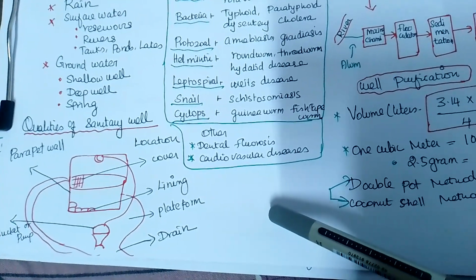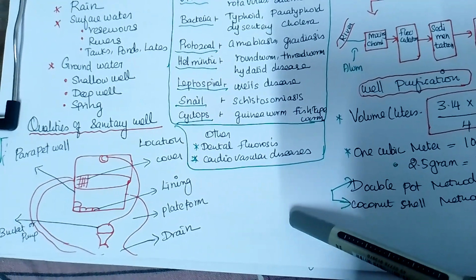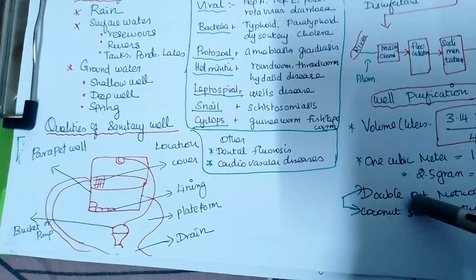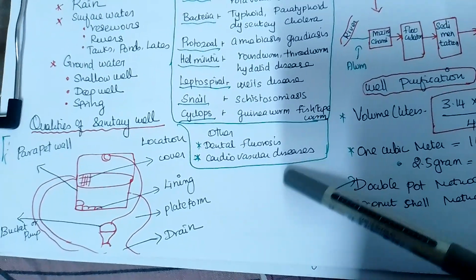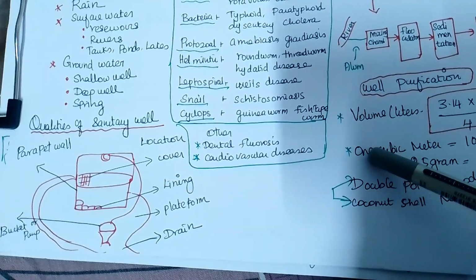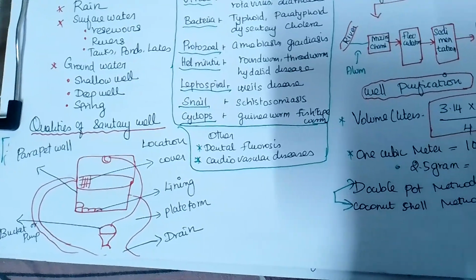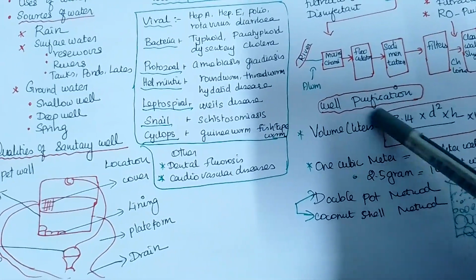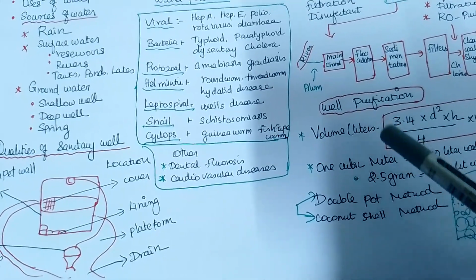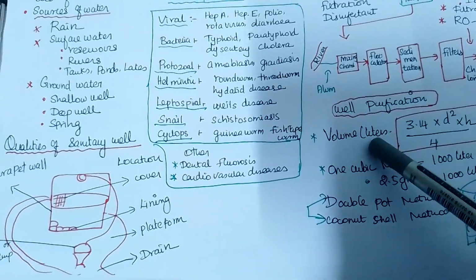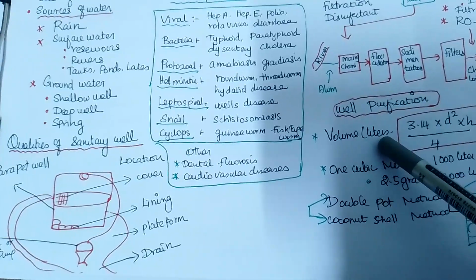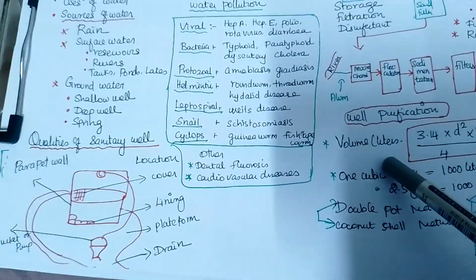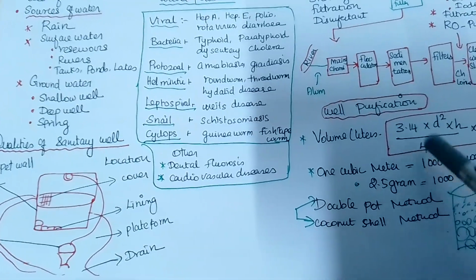No, I can take one stone, tie a thread to it, and put it inside the water to measure the thread. So I should know the diameter of the well and the depth of the water level. We have one formula for it. The volume of the well has to be measured first, then the volume of the water. We measure the volume in liters. So this is the formula, 3.14.